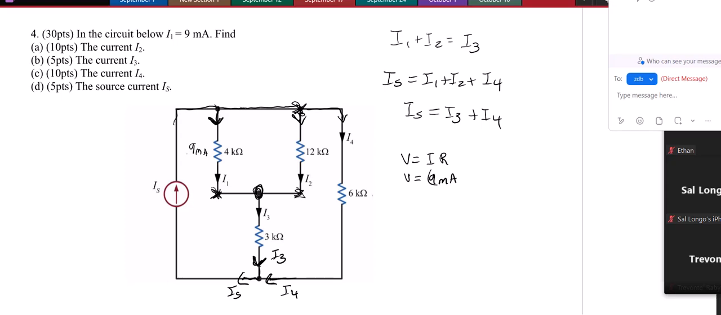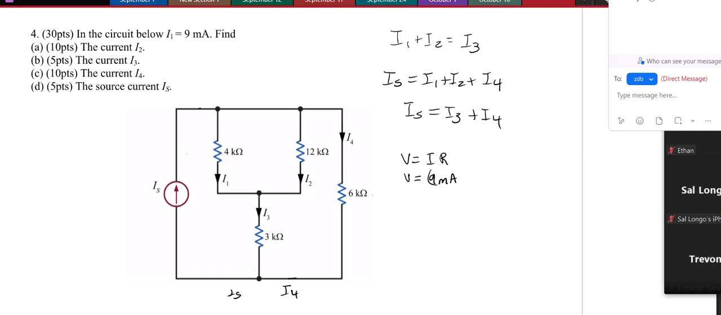But I'll just review it. Okay, so in this circuit, we have one current coming out of a current source, and then it splits up, and then it comes back together.